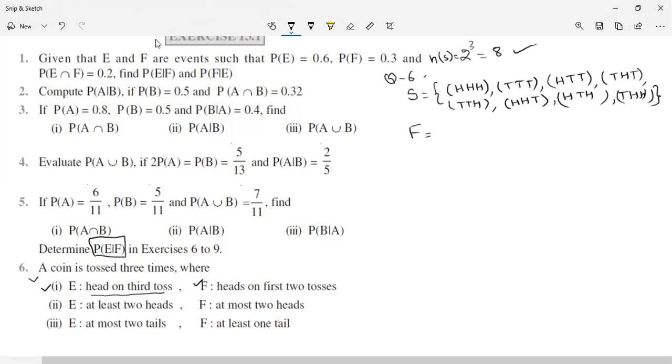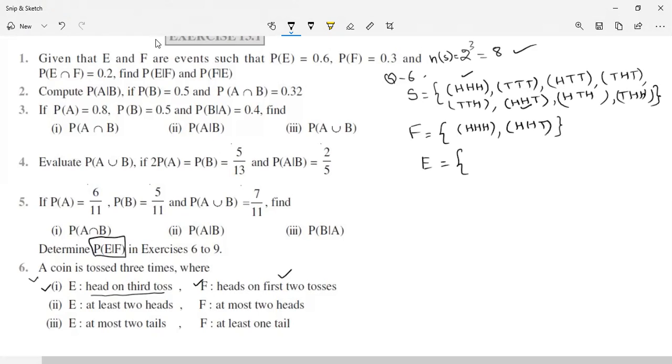F is the event which has already occurred. So F is the heads on first 2 tosses. First 2 tosses in which head occurs, and the third toss can be anything. So the first 2 tosses head occurred in head, head, head, then head, head, tail. That's all. In the first 2 tosses head occurred in this way. So before finding the probability, write the event E also.